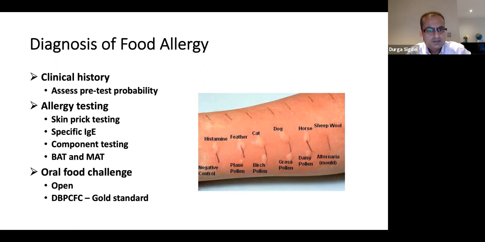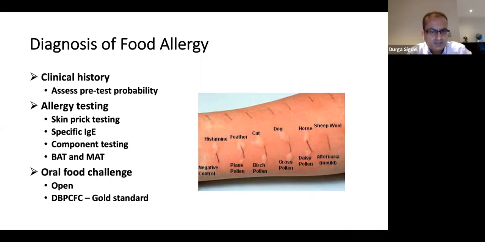The other important thing is how long after exposure to food the child started to react. That will help you to distinguish whether it is an immediate type of reaction or a delayed type of reaction. That means whether it's IgE mediated or non-IgE mediated. In IgE mediated reaction, the reaction happens immediately within 30 minutes, or sometimes within 2 hours. Non-IgE type of allergy can happen later.